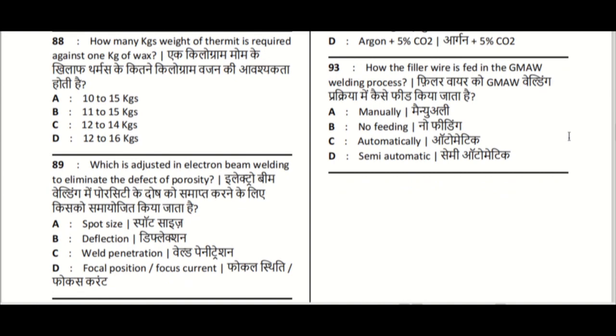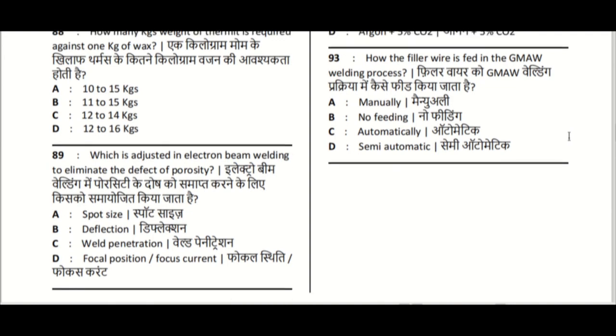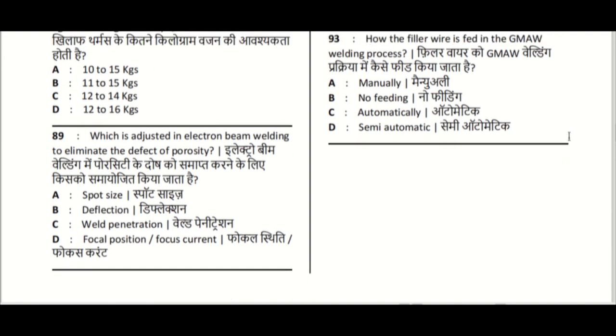Which is adjusted in electron beam welding to eliminate the defect of porosity? Deflection needs to be adjusted in electron beam welding to eliminate the defect of porosity.